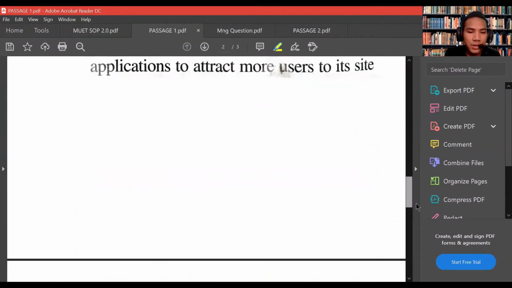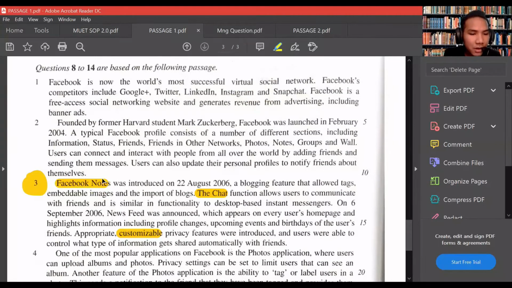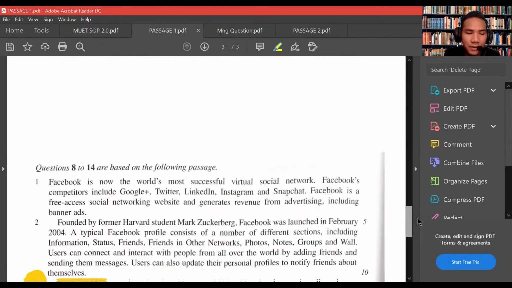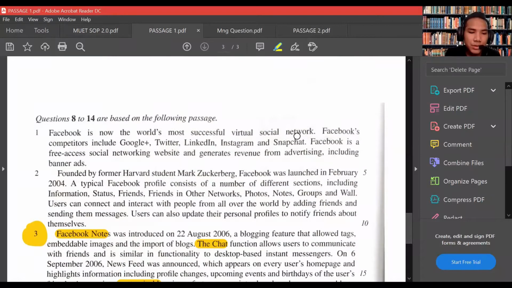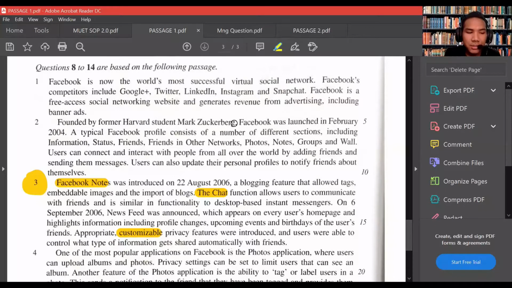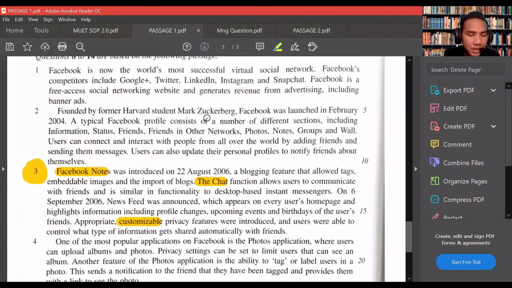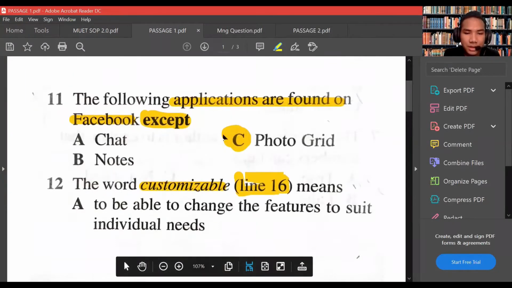with the keywords in the text. In the text, we notice that notes and chat are present, but we do not see photo grid mentioned in the text. Therefore, for the last step, we need to choose the most accurate answer and match it with the keywords found. So we can conclude that for question 11, the following applications are found on Facebook except, C is the answer, because photo grid is not mentioned in the text; the only ones mentioned are notes and chat. Therefore, the answer for question 11 is C.